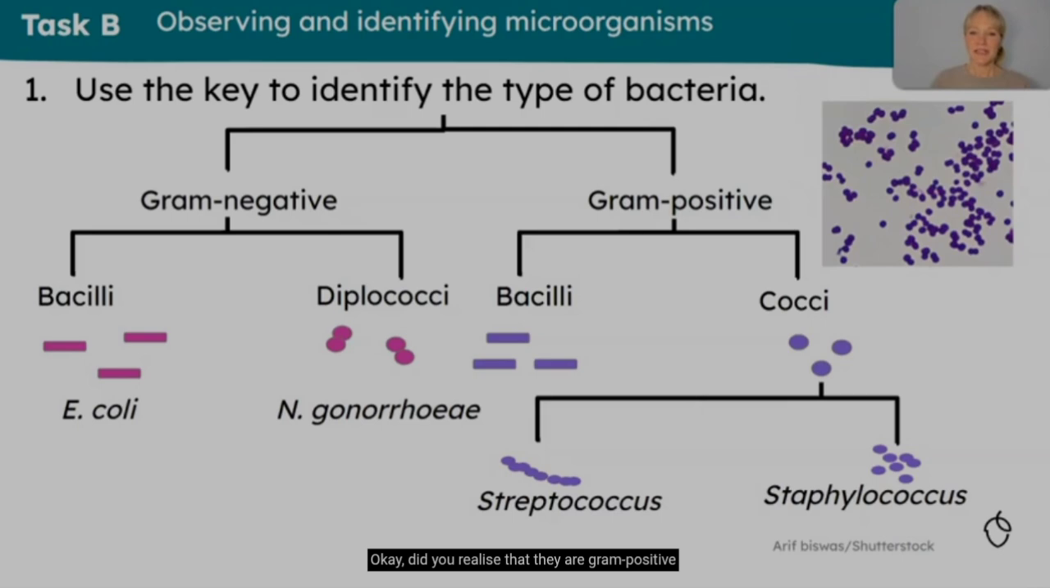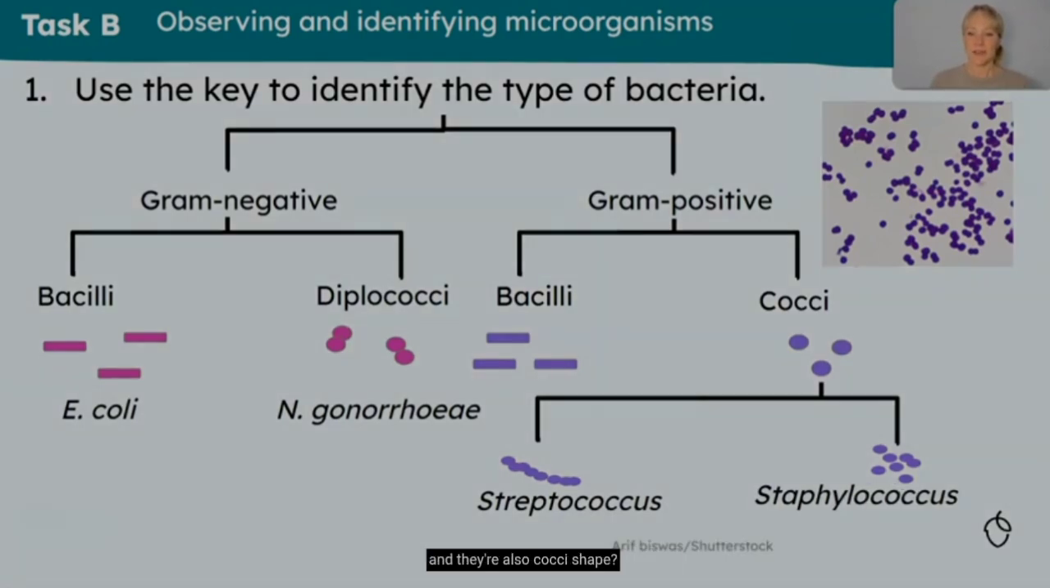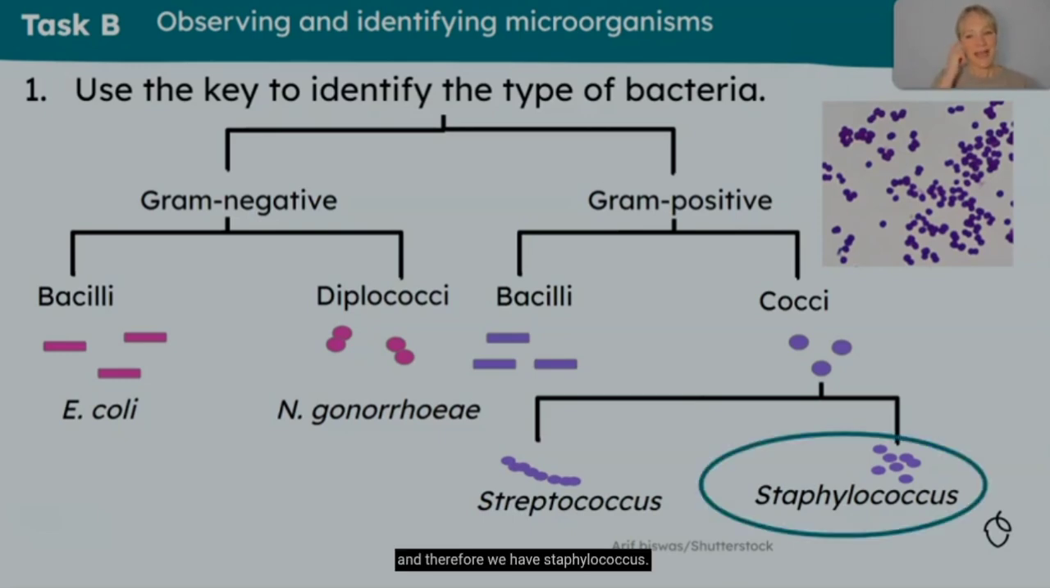Okay, did you realise that they are gram-positive, and they're also cocci shape? They are not in a chain, and therefore we have Staphylococcus. Excellent, well done.